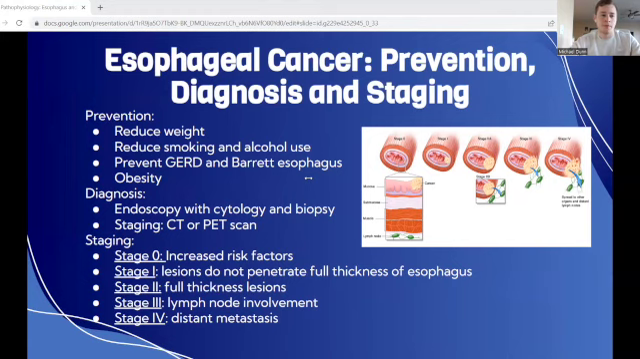Staging, again, very similar setup to what we see with other cancer types. So stage 0, it just means you have increased risk factors for developing this type of cancer. Stages 1 and 2 are more mild forms. So with stage 1, the lesions don't penetrate the full thickness of the esophagus, but in stage 2, they do. And then stage 3, you have some lymph node involvement. And stage 4, of course, you've got some distant metastasis.